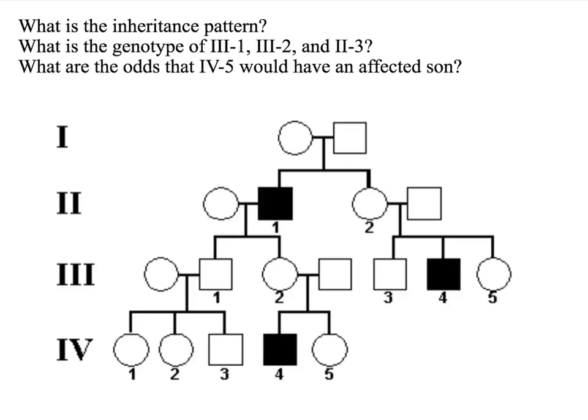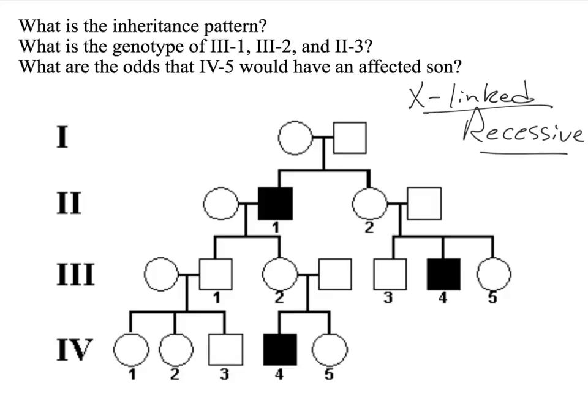What is this inheritance pattern? Well, you skipped a generation here, and you skipped a generation here. This one person has it, these two don't. This person has it, these two don't. This person has it, these two don't. So that tells you automatically it's recessive. Only boys have it. Boy, boy, boy. No girls have it. So it's X-linked recessive.